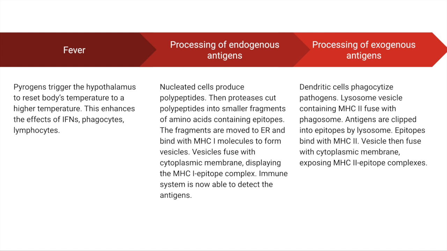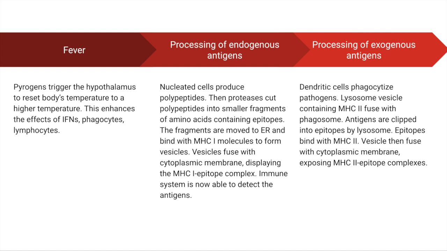And now we're going to be discussing the processing of the endogenous and exogenous antigens before a series of other processes in the adaptive immunity continues. The processing of endogenous antigens starts with the production of polypeptides by nucleated cells. The proteases then cut the polypeptides into smaller fragments of amino acids containing epitopes. Epitopes are the three-dimensional structures that make the antigen recognizable by the cells later on.